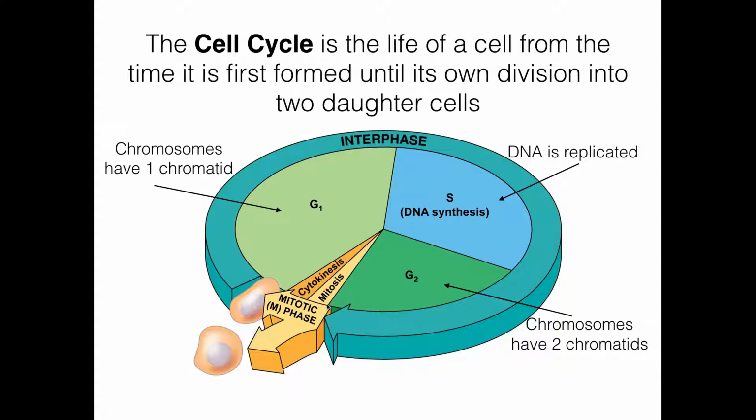Mitosis, or the mitotic phase, M phase, consists of two parts. Mitosis, which is where the chromosomes will split and migrate to opposite sides of the cell, and cytokinesis. Cyto means cell, kine means movement. This is where the cell literally splits in half, and one half will contain half of the DNA, the other half will contain the other half of the DNA.